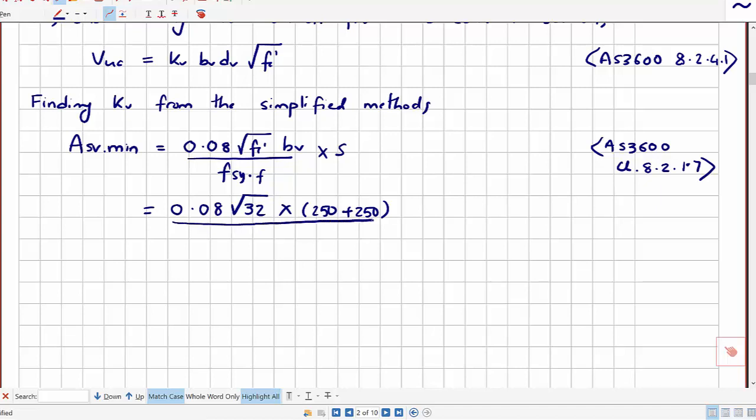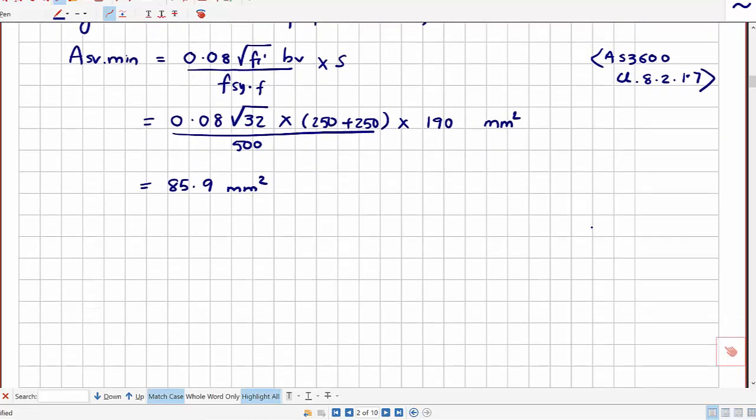And the yield strength of the stirrups is also 500 megapascal, and the spacing between the stirrups in the longitudinal direction is given as 190 millimeter. So that means we will get the Asv.min as 1. So this is the minimum shear reinforcement required for this given box girder beam.